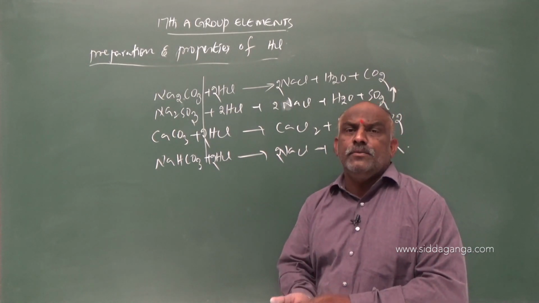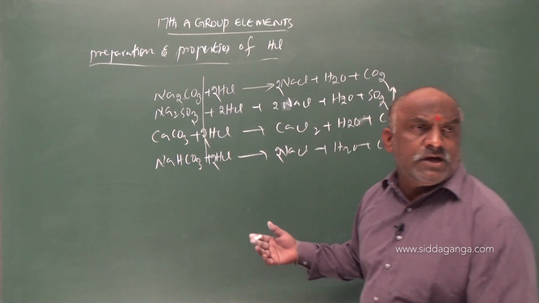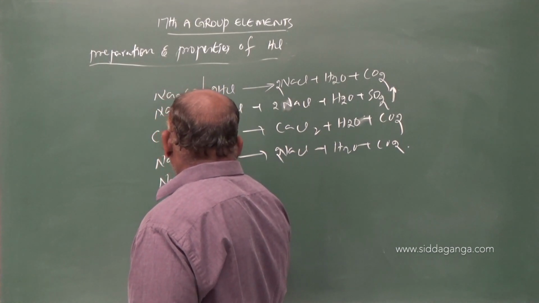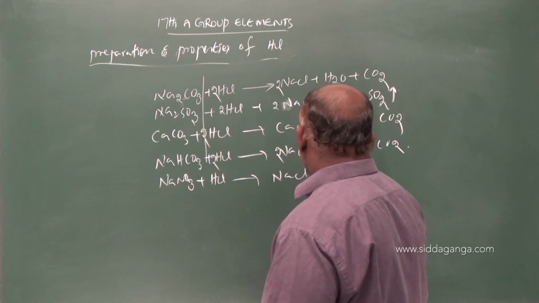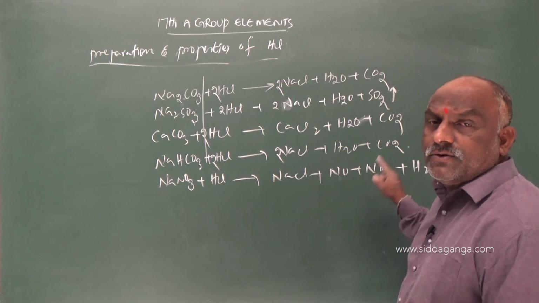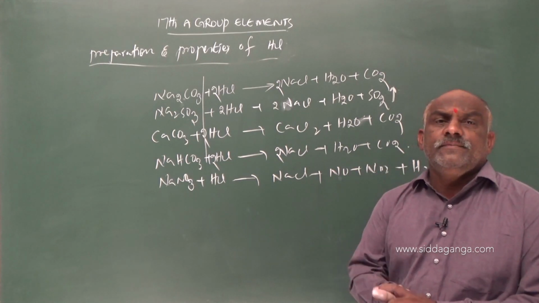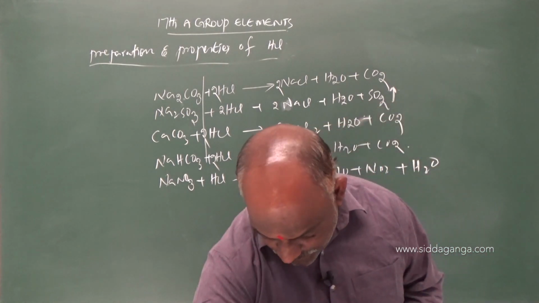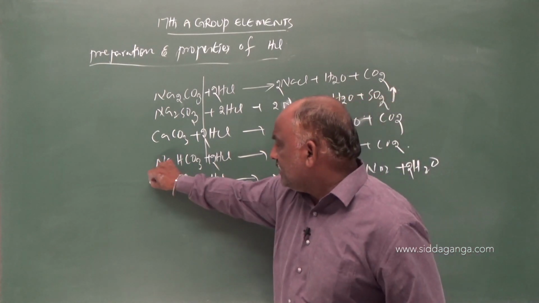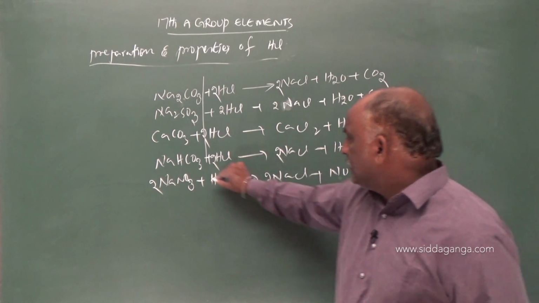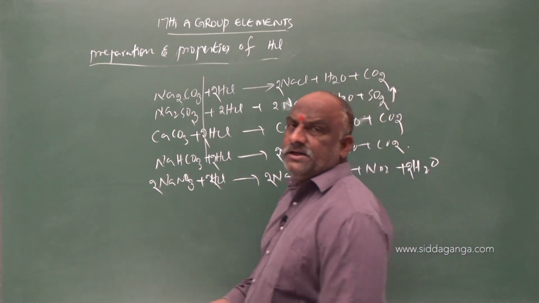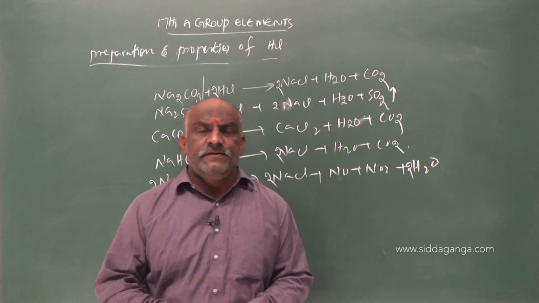Hydrogen chloride decomposes some salts. Suppose the last equation, NaNO3 was there. NaNO3 plus HCl gives rise to NaCl plus NO plus NO2 plus H2O. NO is nitric oxide, NO2 is nitrogen dioxide, and there is formation of water molecules here. So 2NaNO3, 2NaCl, 2HCl. So here, my dear students, these are the general reactions regarding hydrochloric acid.